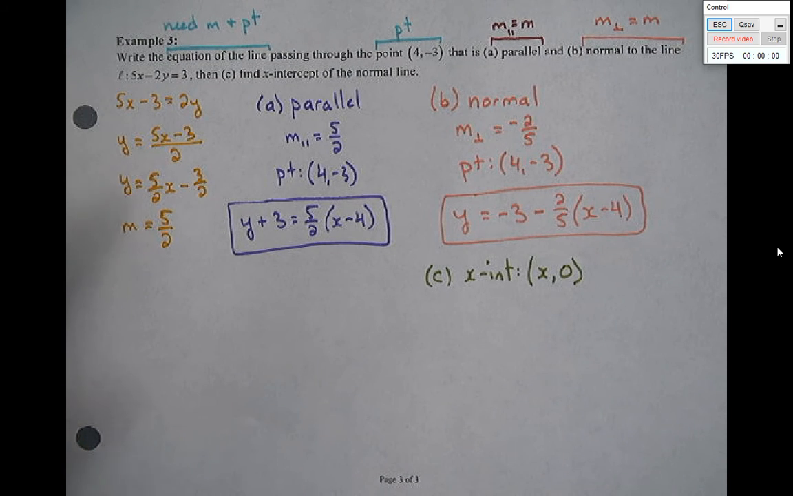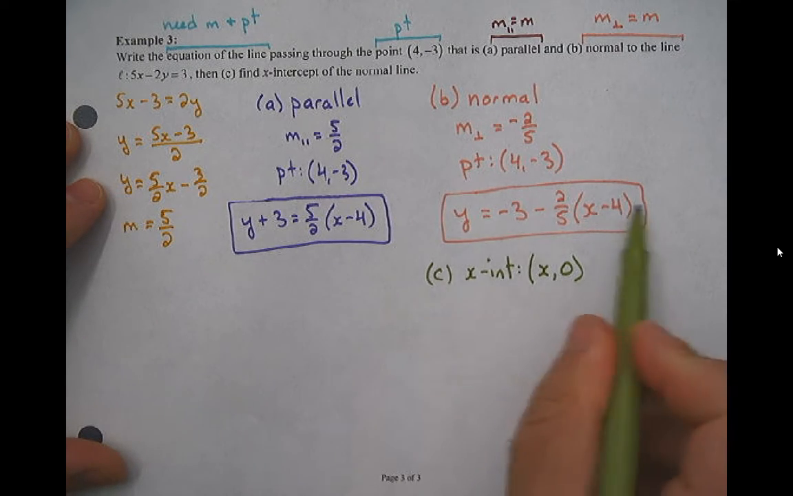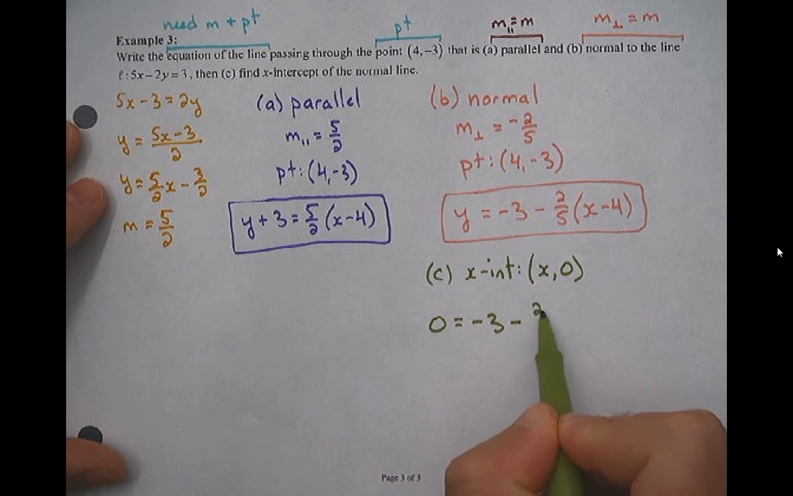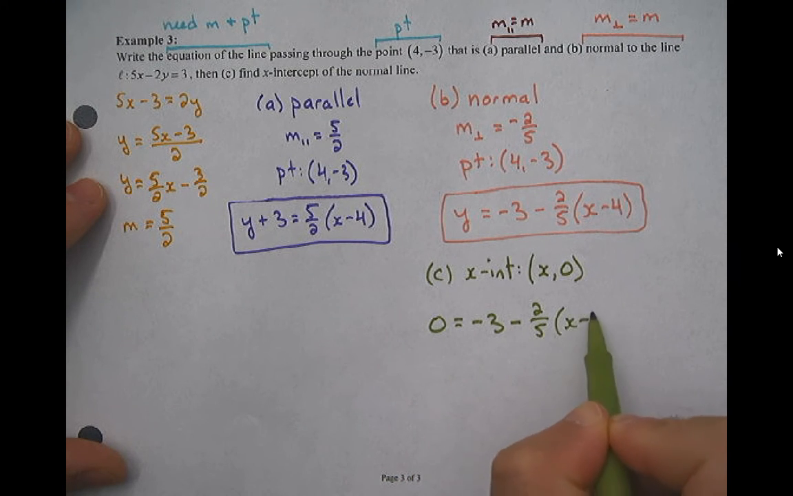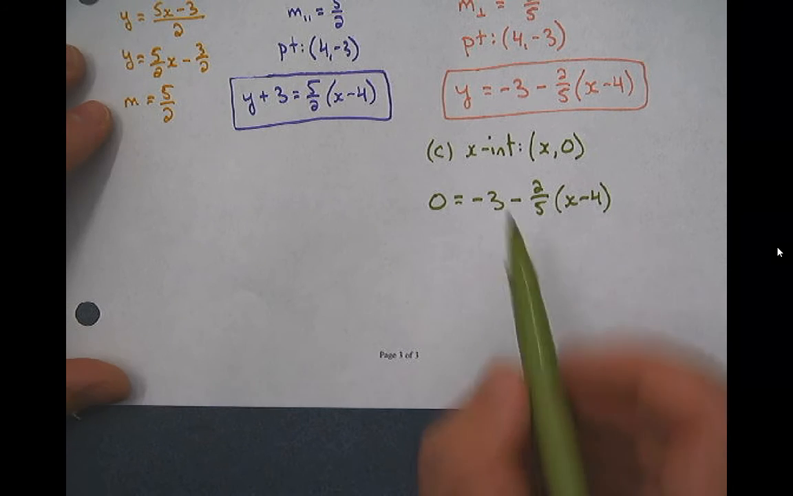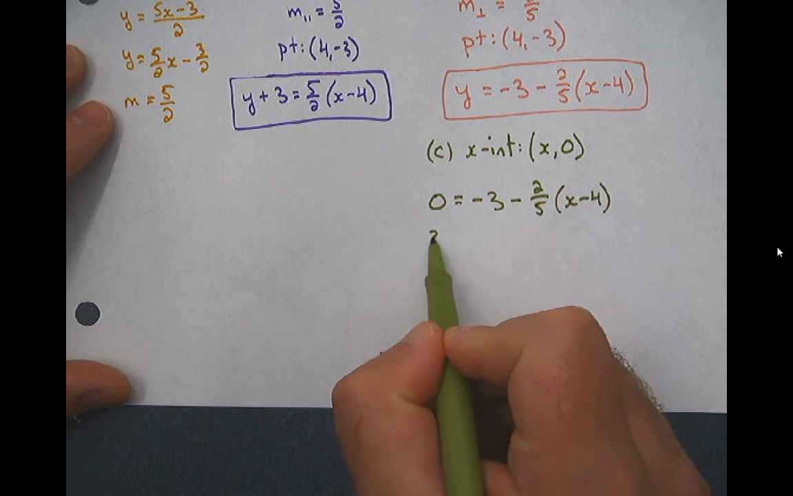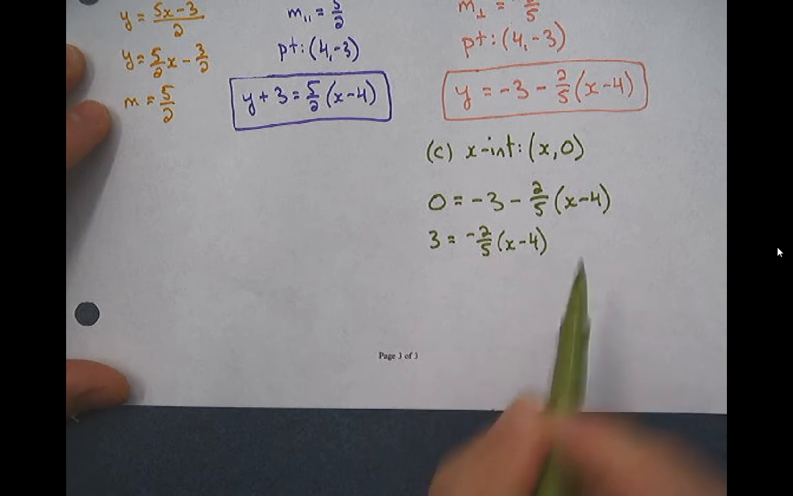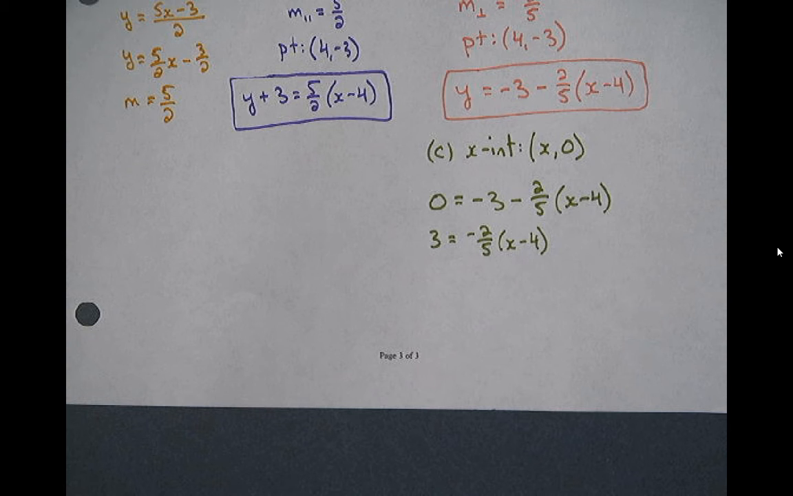So when I'm given an equation and I want to find an x-intercept, I'm going to plug in 0 for y. So let's use, this is my normal equation. 0 equals -3 minus 2/5 times the quantity x minus 4. And now I'm just going to start messing around with algebra until I get the x by itself. So first of all, I'm going to add the 3. All right, now the farthest thing away from x, I guess I could distribute here. No, I'm going to kill off that -2/5 this time.